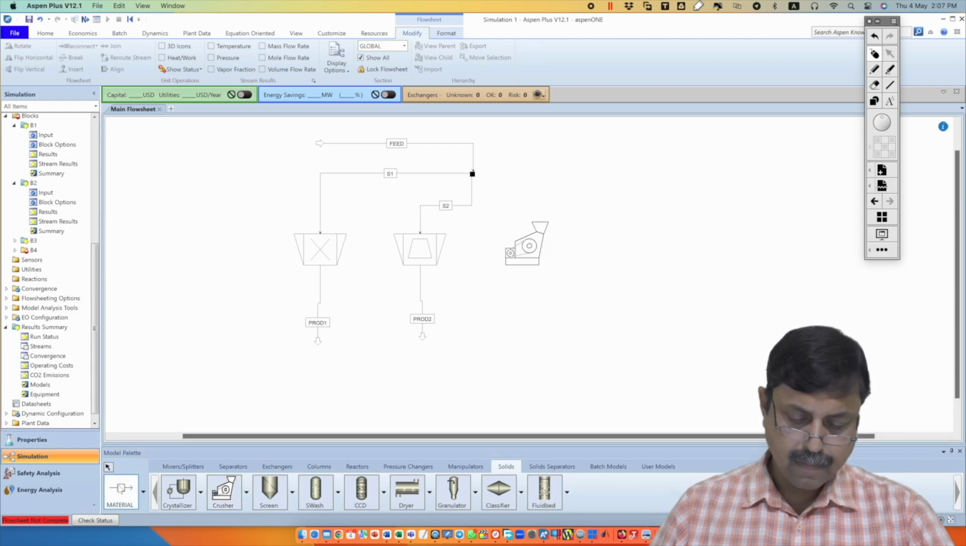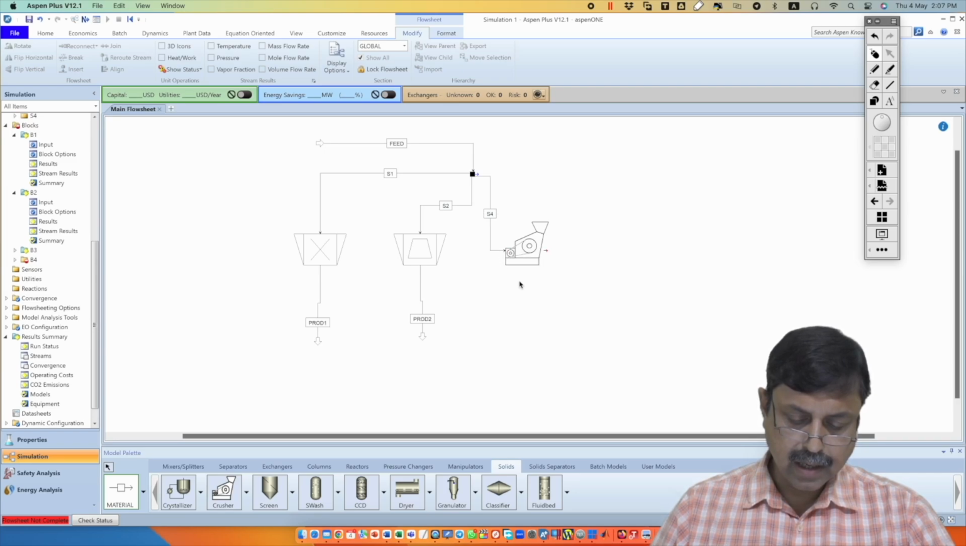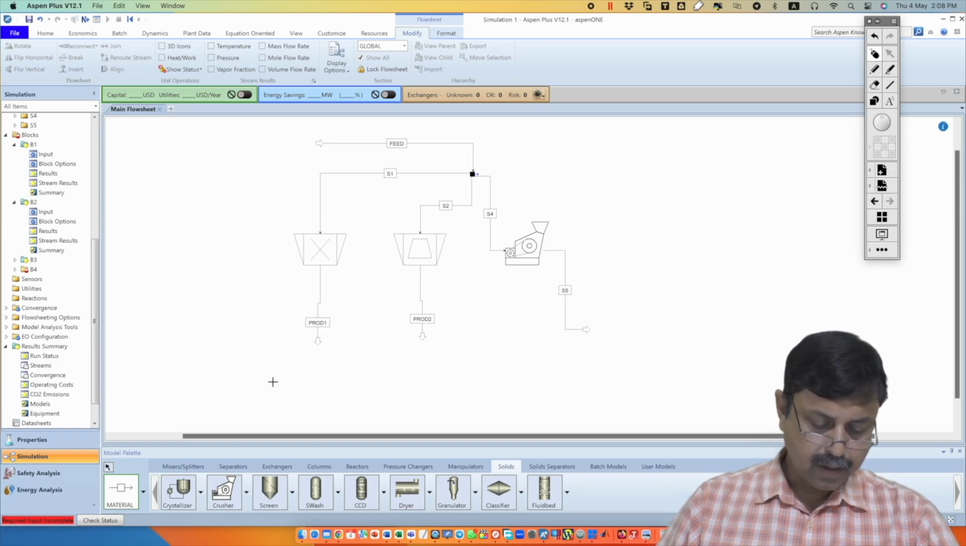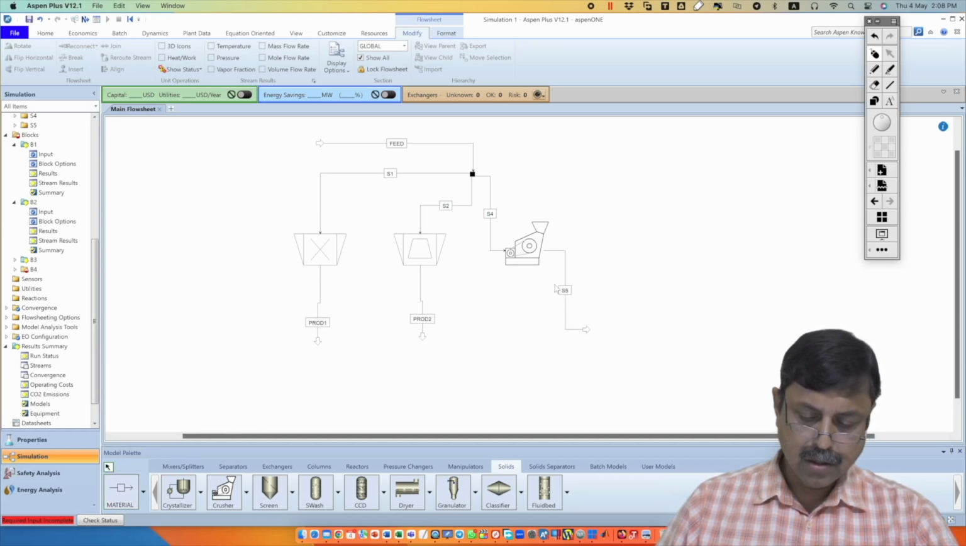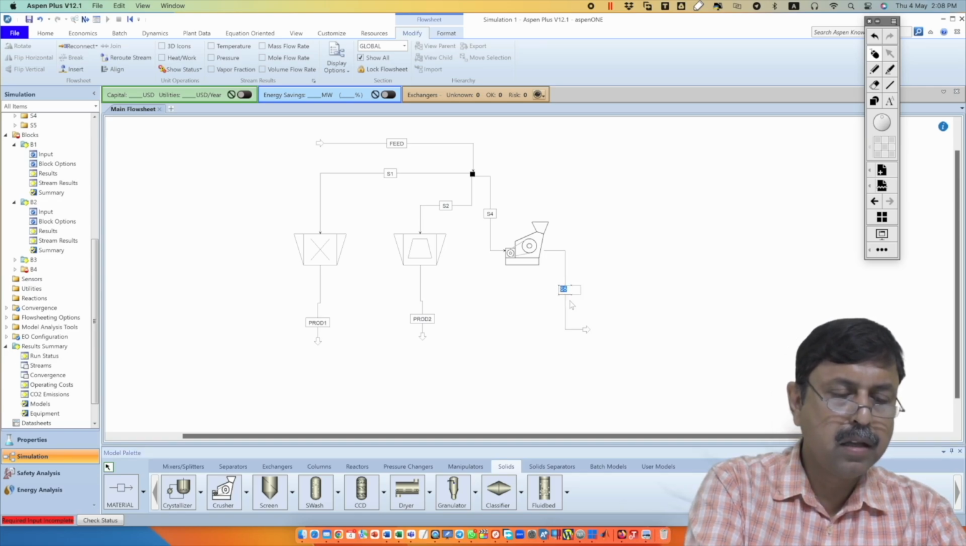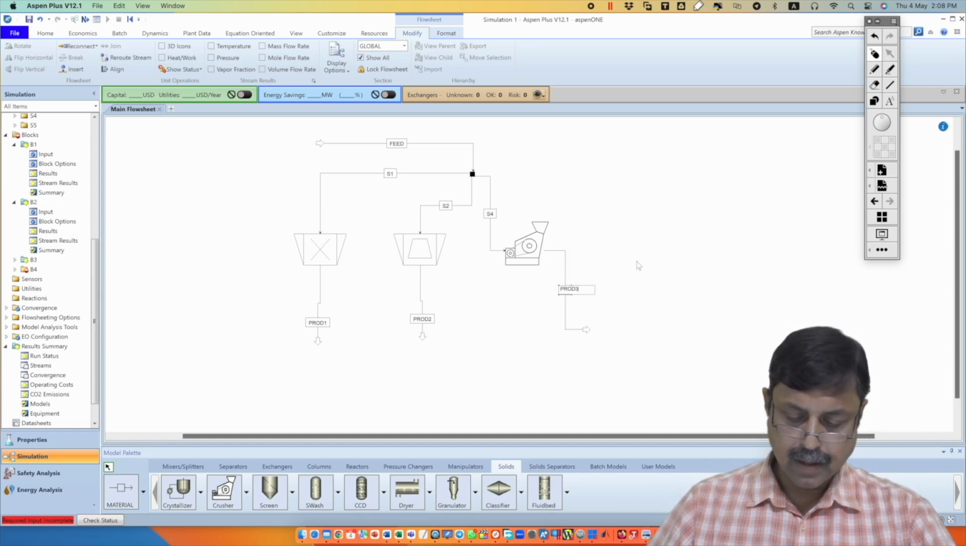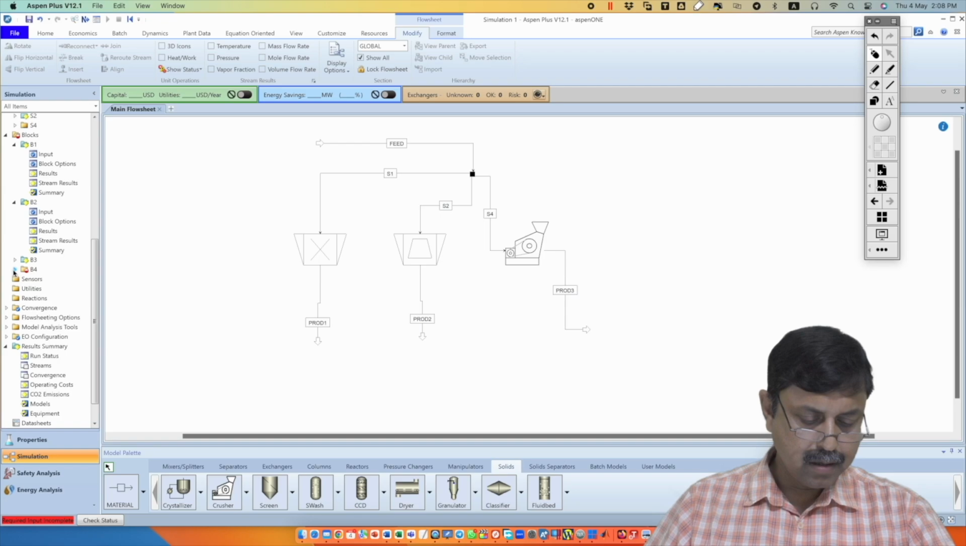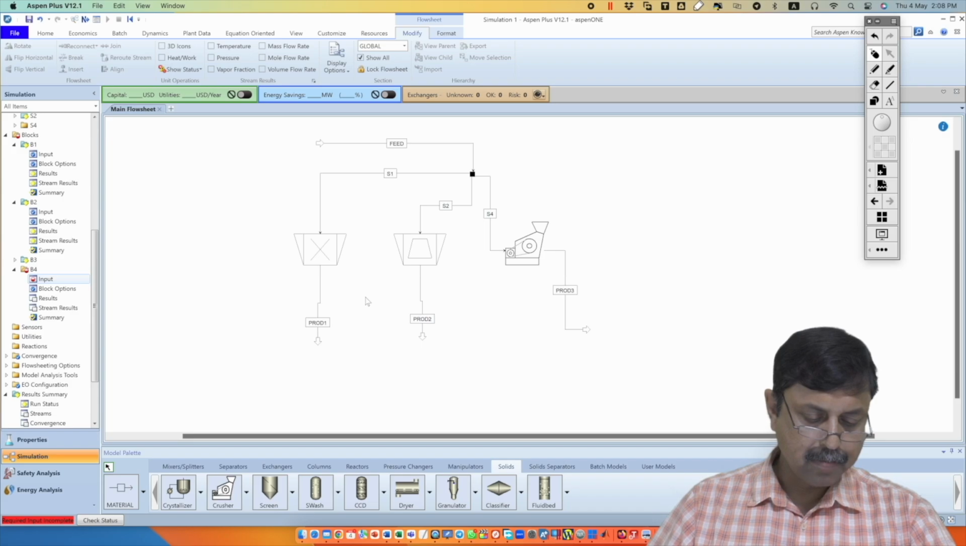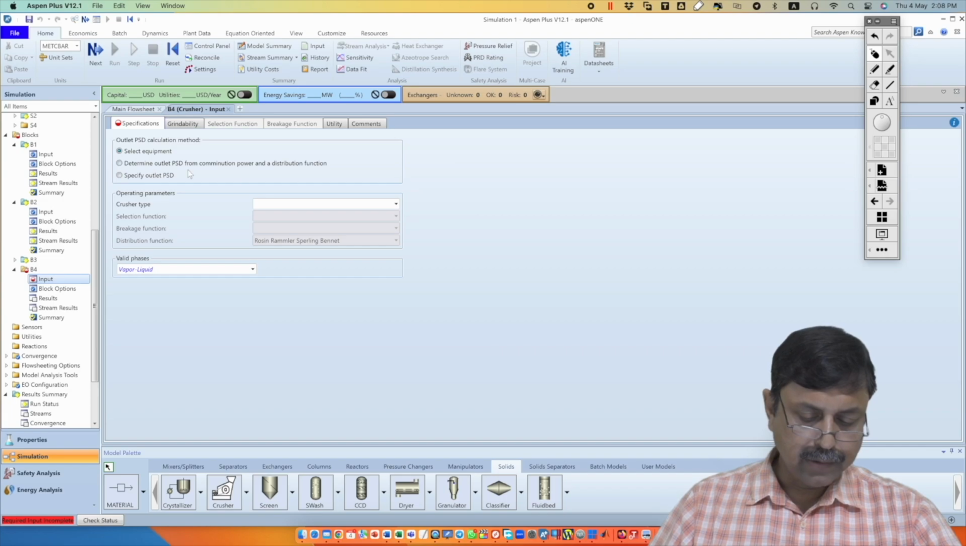So this is the feed for gyratory crusher, and this is the product of gyratory crusher. So rename the product to product 3. Okay. And let us specify the gyratory crusher. The input specification of gyratory crusher we have to feed in. So select equipment, gyratory crusher.